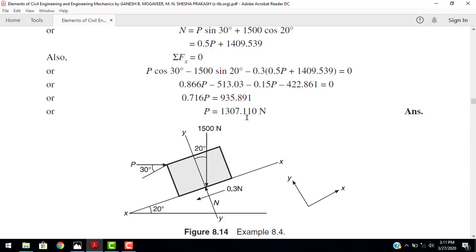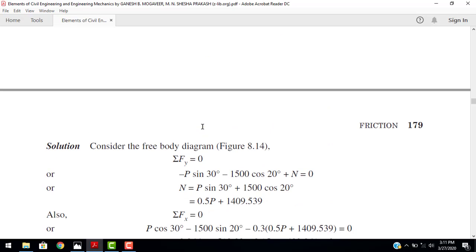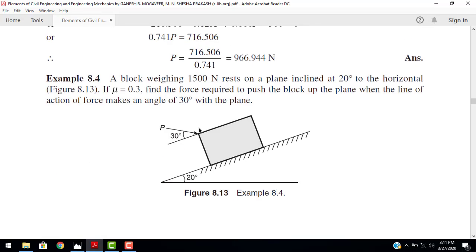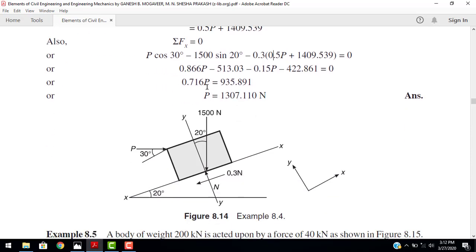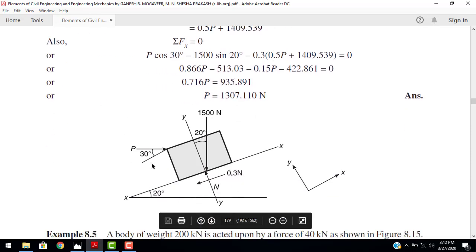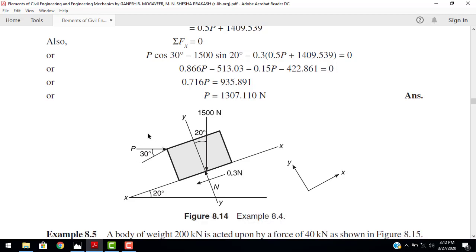1307.11 Newton. So as per the question, in order to make sure that the block moves in the upward direction, the value of P must be equal to 1307.11 Newton. In such problems, we must be very careful about the angle of inclination of the force applied. It is very important.